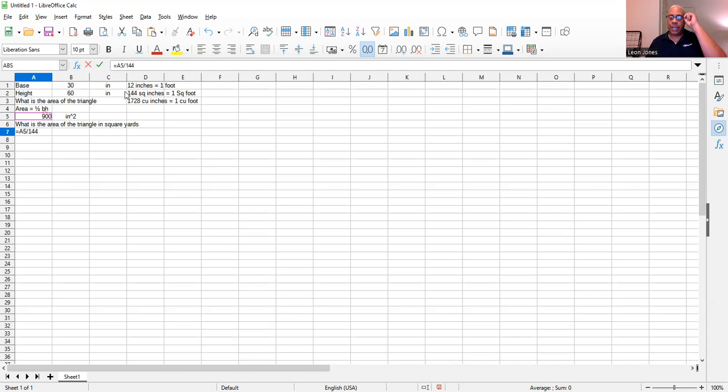And why are we doing that? Because we want to cancel out square inches to get square feet. And so when we do that, we got 6.25 square feet. Now, we're not quite done. No, we're not quite done.